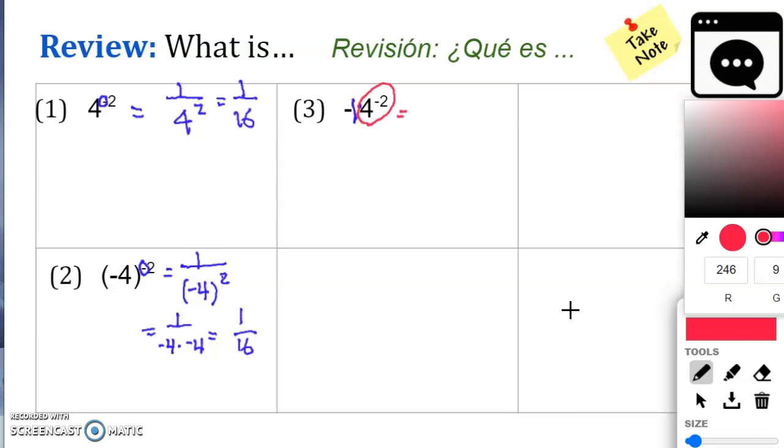So this is the same as negative 1 being multiplied by 4 to the power of negative 2. The way we get rid of the negative exponent is putting it as 1 over, and then everything else stays the same. That's 4 squared. So this is the same as negative 1 times 1 over 4 squared. The negative is really just saying take the negative of it. And 1 over 4 squared is 1 over 16. So it's going to be negative 1/16 in this case. So slightly different here.